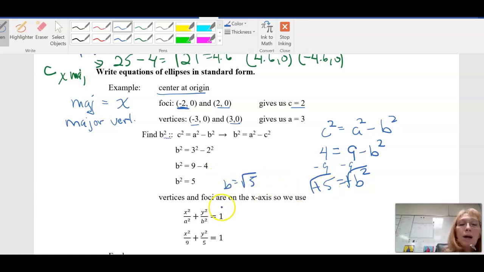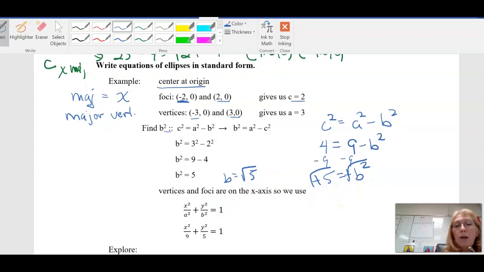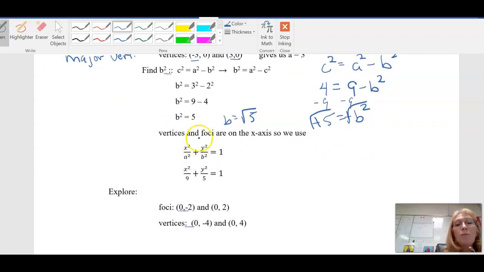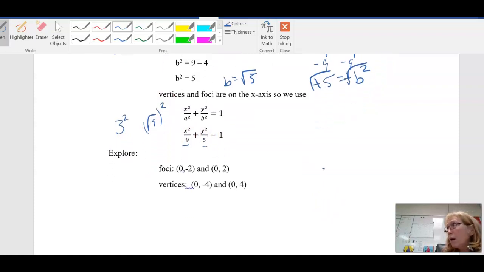All right, but when we write our equation, we know it's x squared over a squared plus y squared over b squared. So x squared is over the square, so that's going to be over 9 since it was 3 squared, correct? And then the square root of 5 squared is just 5. So we've got 9 and 5, and we are done. Okay, pause and try yours.